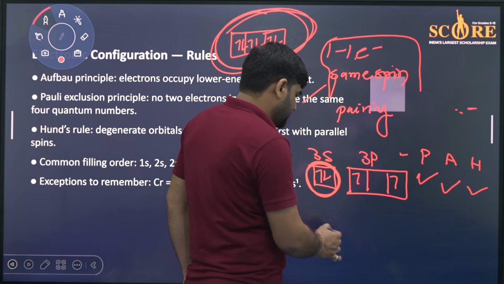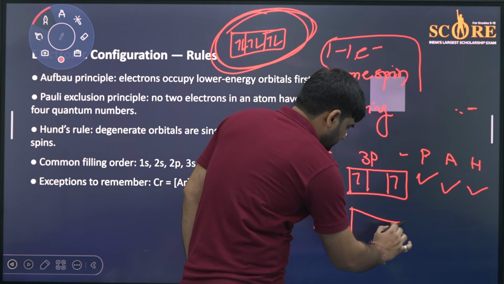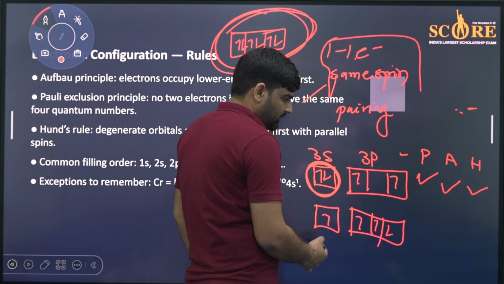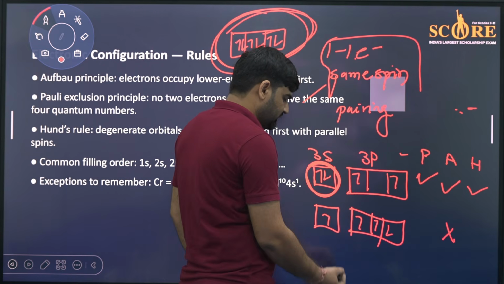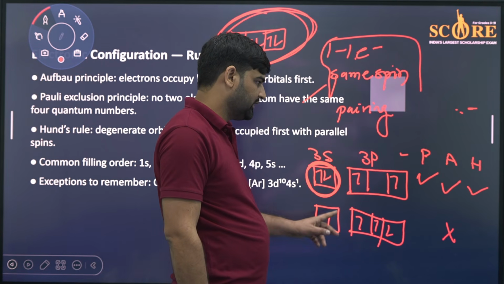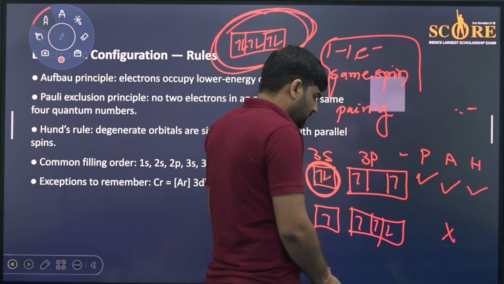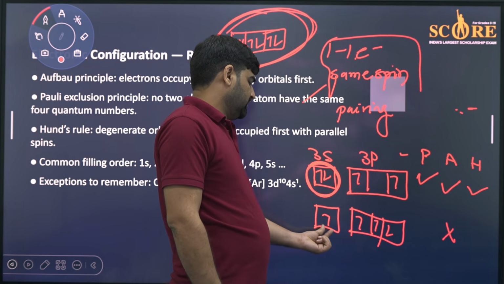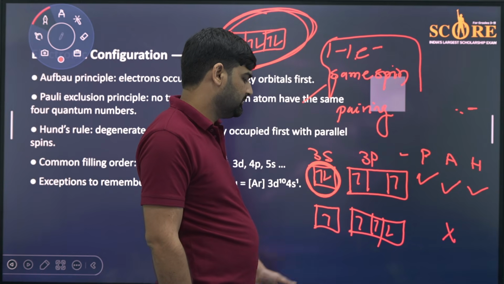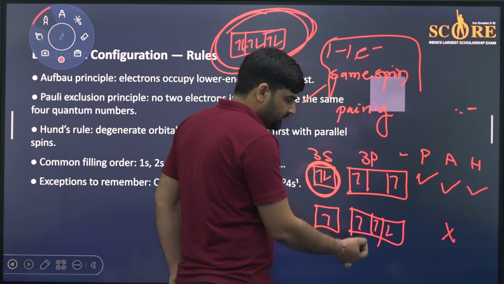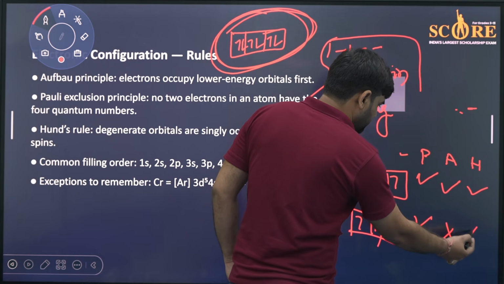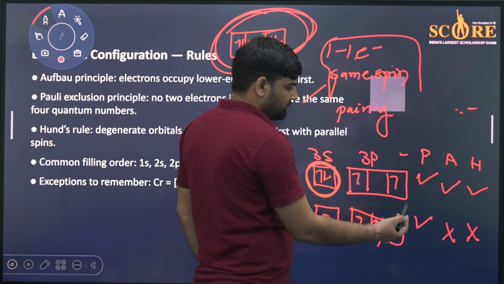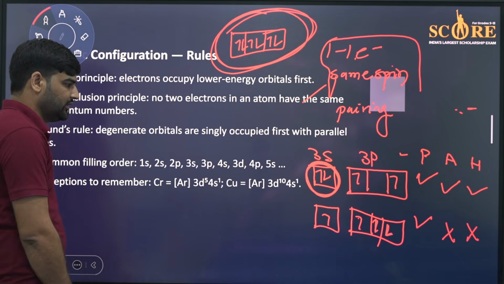Now I made a correction to this. Then this principle is not followed, because first of all we have to fill up this. After that, what about Pauli? Pauli is correct. According to Pauli, an orbital can have a maximum of 2 electrons with opposite spin, and Hund is not followed because you have to fill up with the same spin. So you can say likewise.